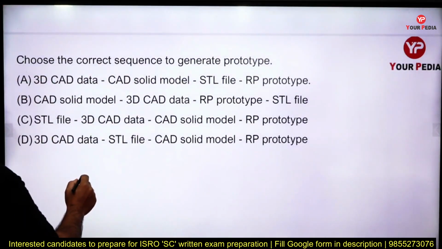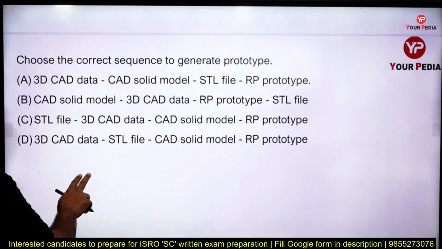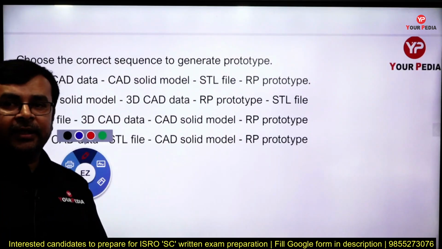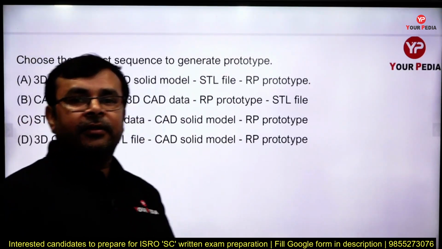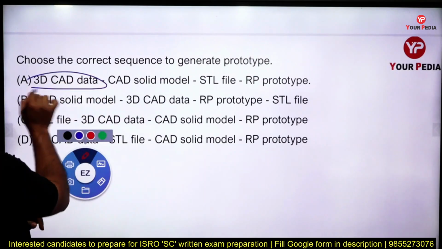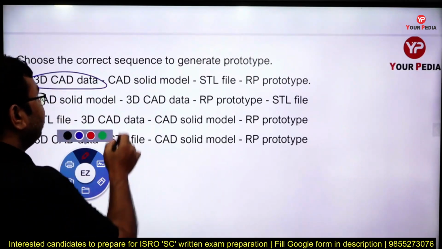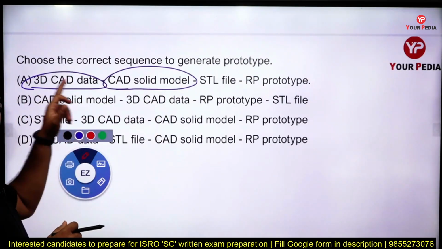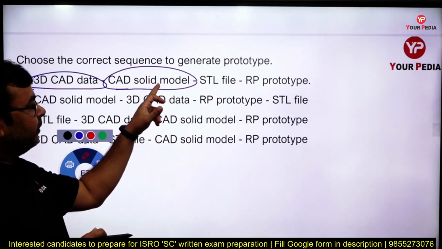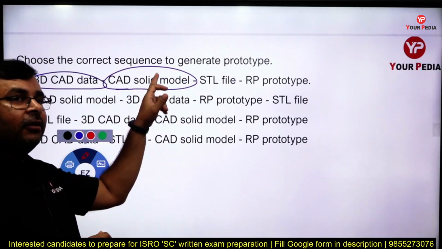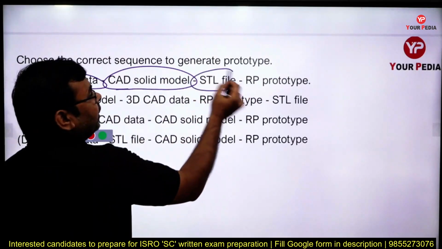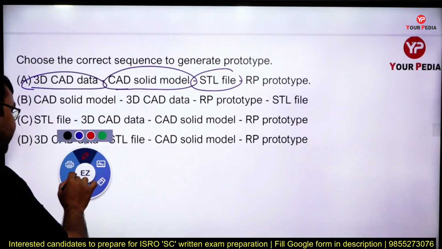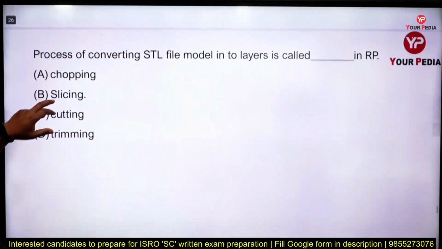Why is it correct? As we already told you, in additive manufacturing or 3D printing, our first step is to make the CAD model. This is our first step. After making the CAD model, we need to slice it. With 3D CAD data, we prepare the 3D CAD model, and after preparing it we slice it, and after slicing we make an STL file, and after making the STL file you just make the 3D printed object. Is that clear?